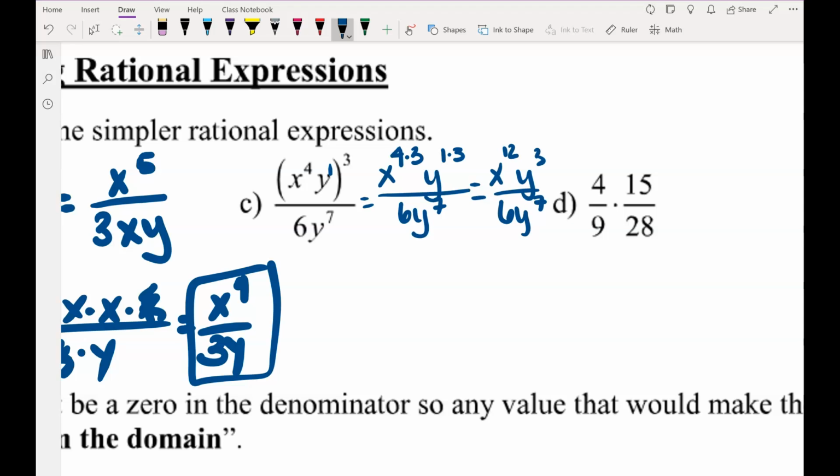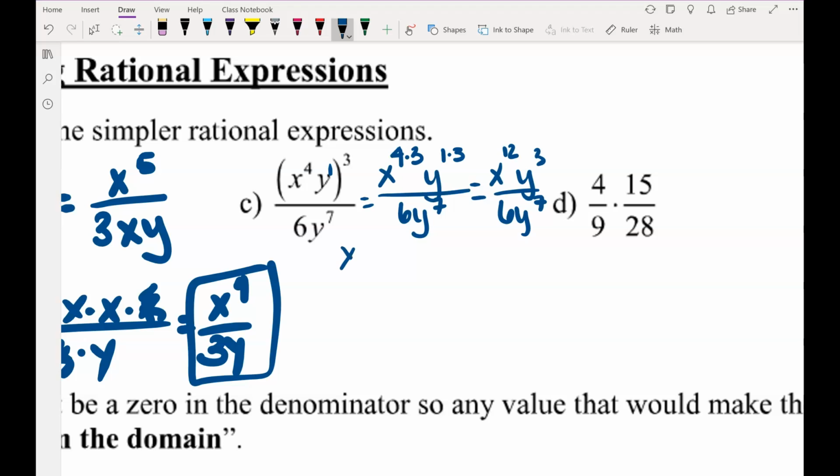Similarly to example B, we have 12 x's on the top. If you're going to sit here and write it out, you have to write x 12 times. But sometimes that's just too long. What if we have x to the 422 power? That's just too much to write out. So when we are dividing, we are actually subtracting the exponents.